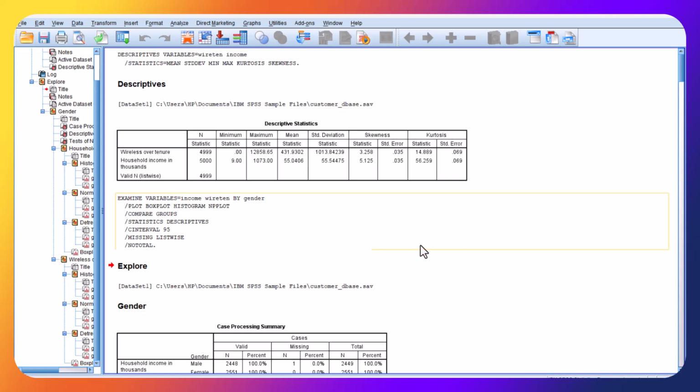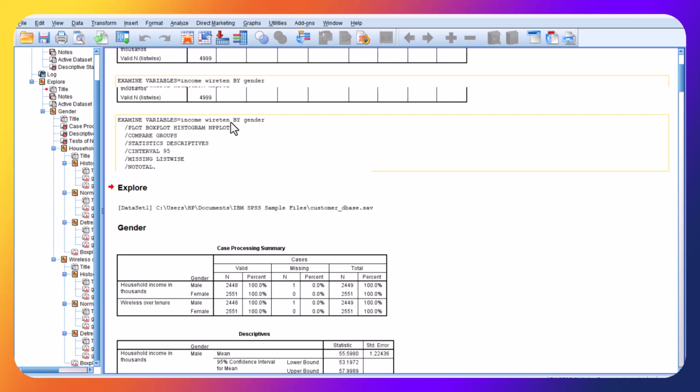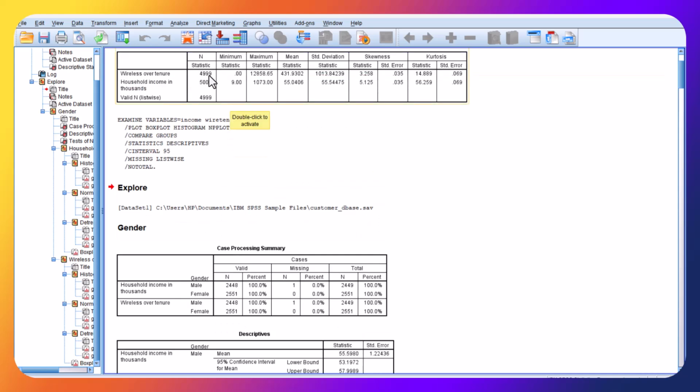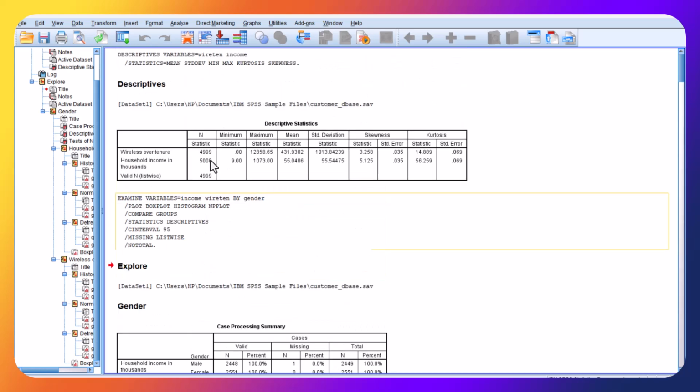So as you can see, these are our values. This is the value we got earlier. This is the case processing summary. You can see that it has been split for both genders. So you can see that the household income is now in male and female. If you add these two values together, you are going to get the 4,999 that we got earlier. You can see that 8 plus 1 is 9, 4 plus 5 is 9, 4 plus 5 is 9, 2 plus 2 is 4, getting this value.